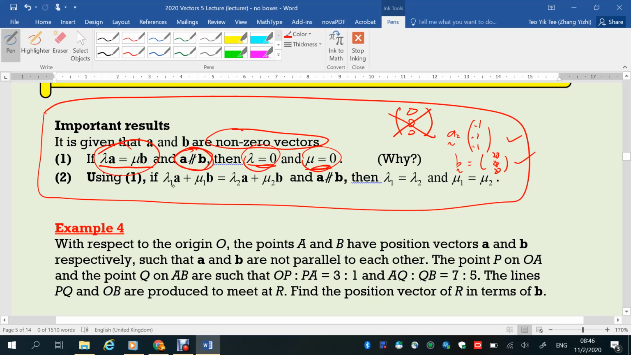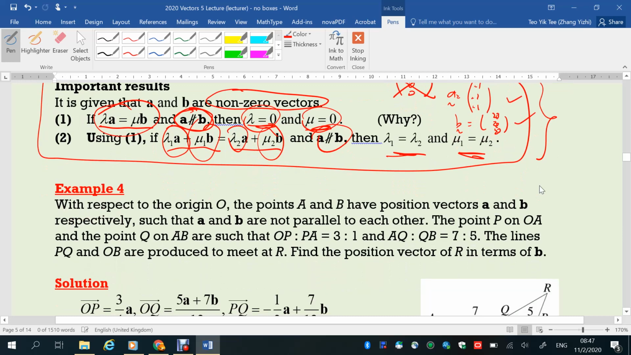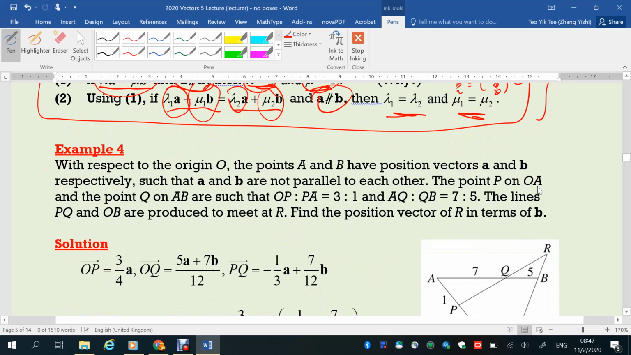Then similarly, if I were to extend the concept even more, and I say that lambda 1 A plus mu 1 B equals lambda 2 A plus mu 2 B, and at the same time they are not supposed to be parallel, if we do a comparison, the only conclusion is that they must be equal, then they can strike off one another. So spend some time internalizing this. It's not easy to get the concept straight away. So let's move on to the next, example 4.